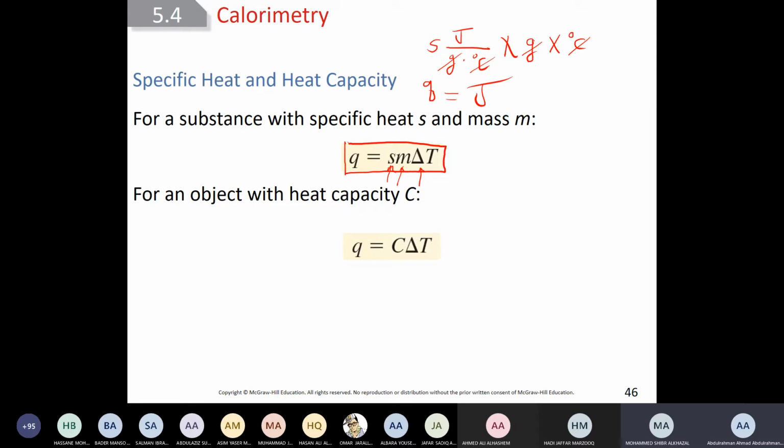Is this clear? Same thing with heat capacity. The unit for the heat capacity C is what? Joule per degree C only. There's no gram. As I said, it does not depend on the mass. And of course, delta T is in degree C. So what will be the unit for Q? Is this clear? Any question?